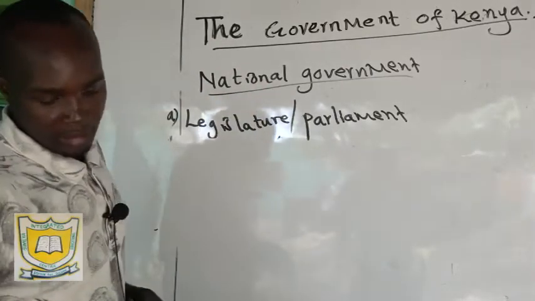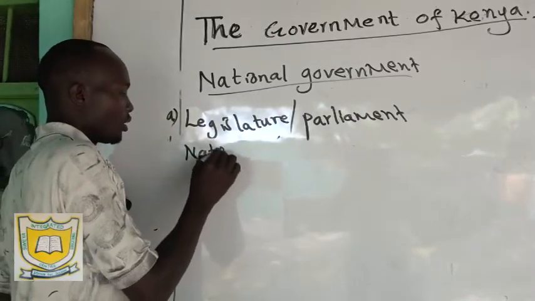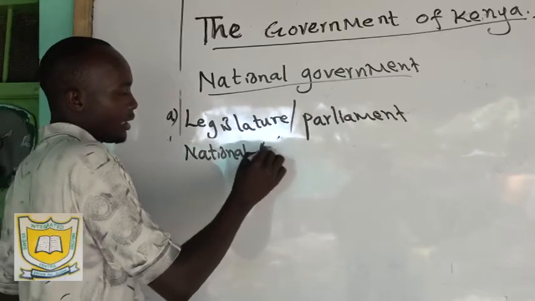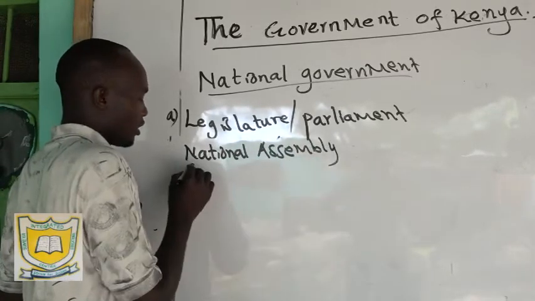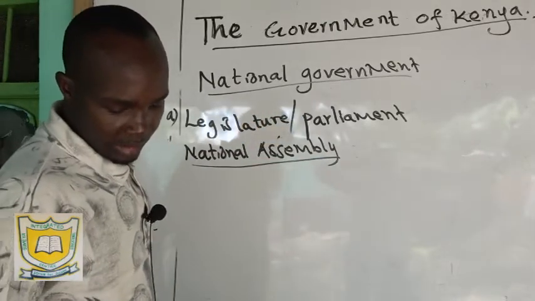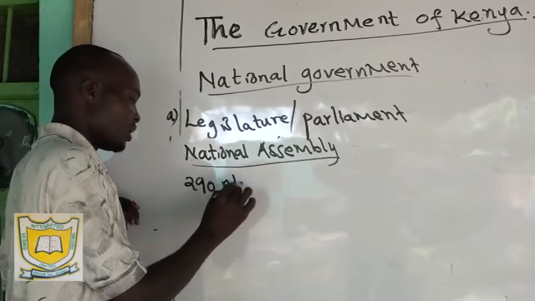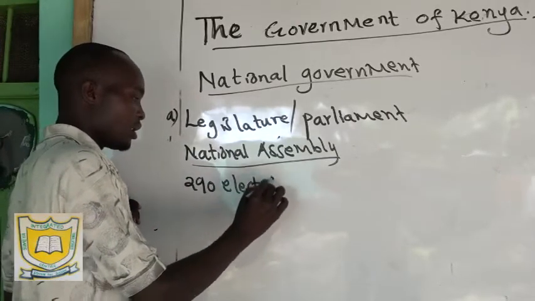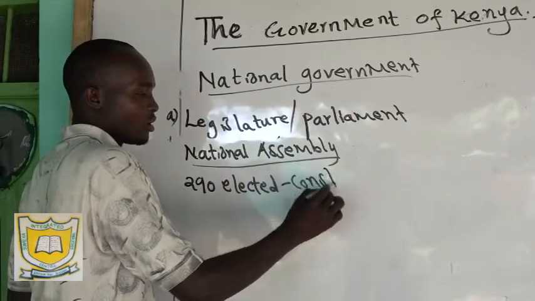Now, let us look at the National Assembly. We want to look at the composition of the National Assembly. The National Assembly has 290 elected members, representing what we call the constituencies.